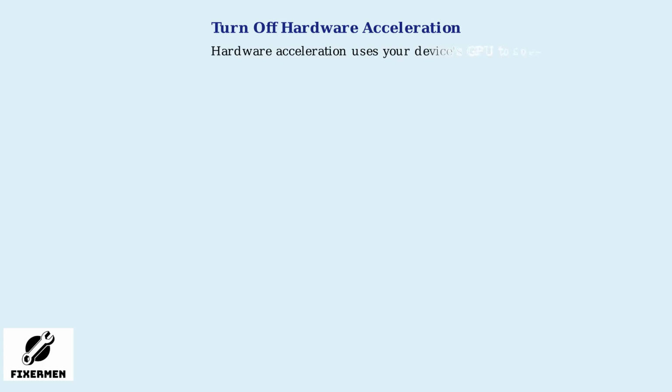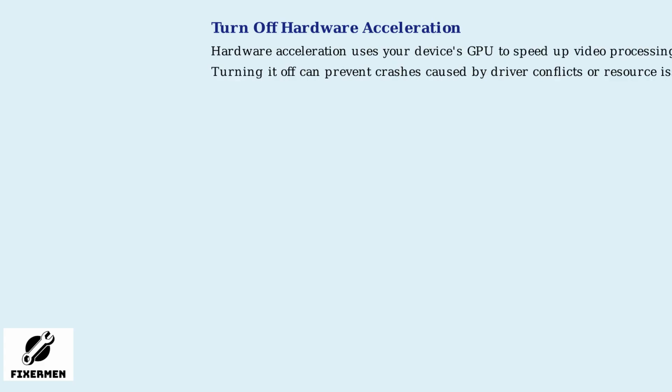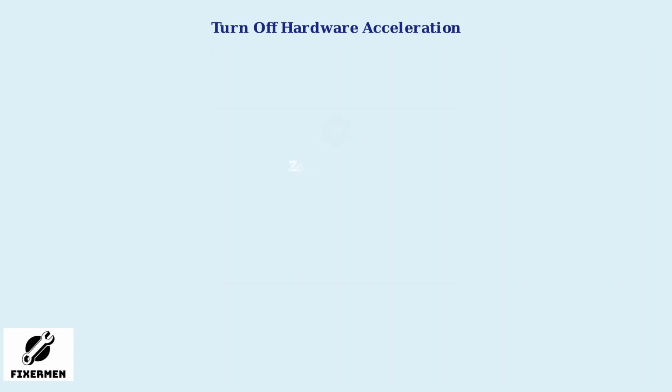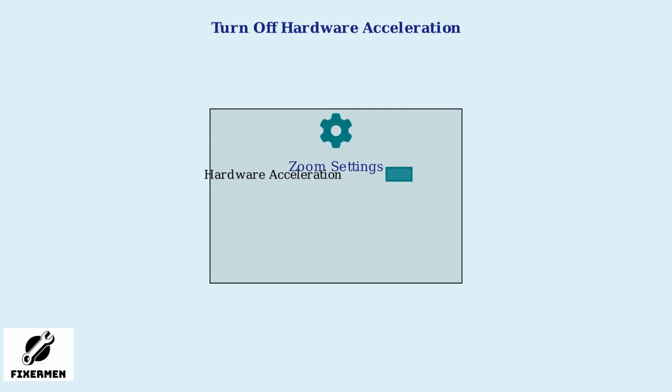Hardware acceleration in Zoom uses your graphics processor to handle video tasks, which can sometimes cause crashes due to driver issues or hardware limitations. Turning it off forces Zoom to use software processing instead, which is more stable but may slightly reduce performance. To turn off hardware acceleration, open Zoom Settings.